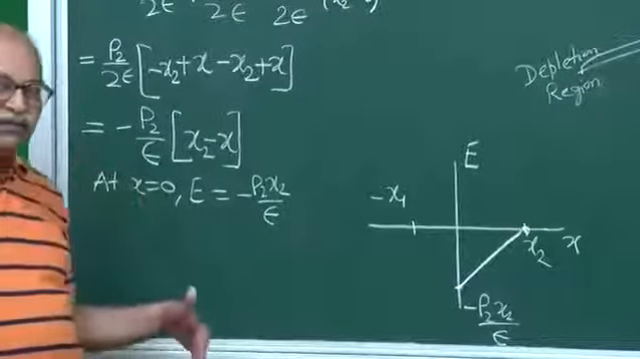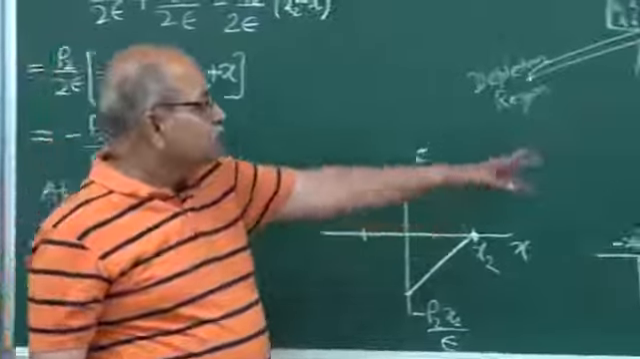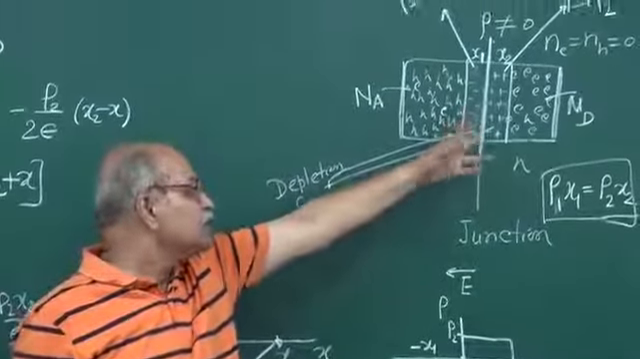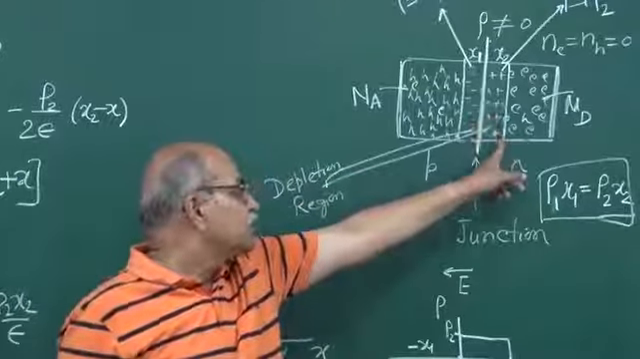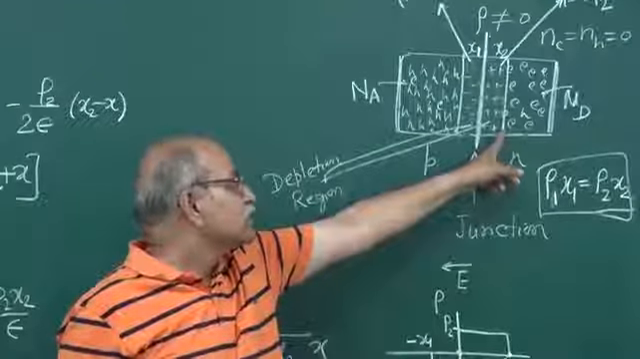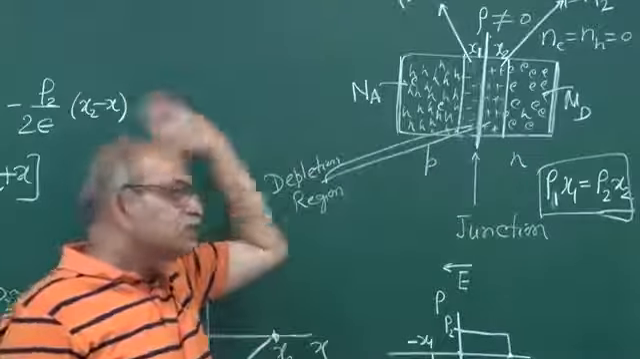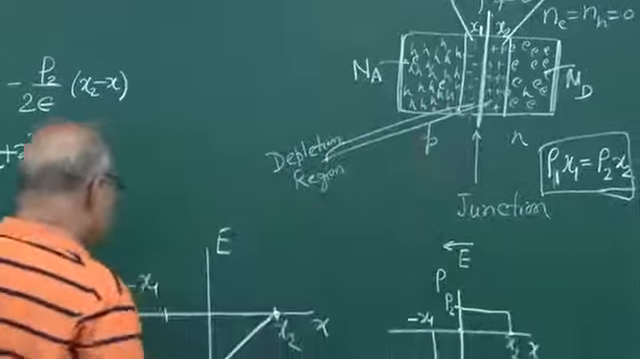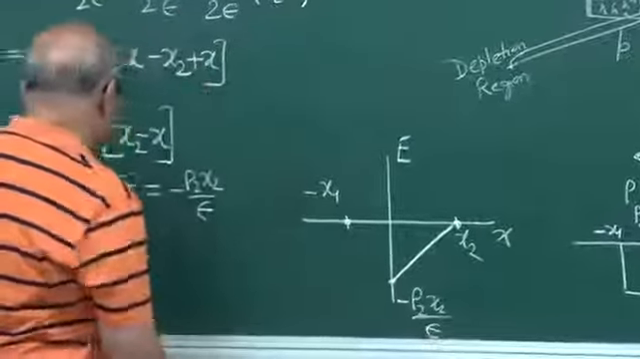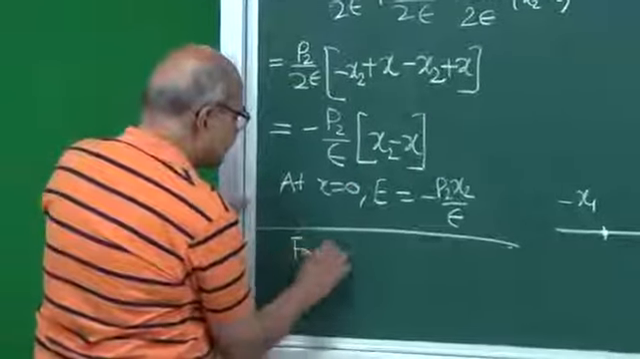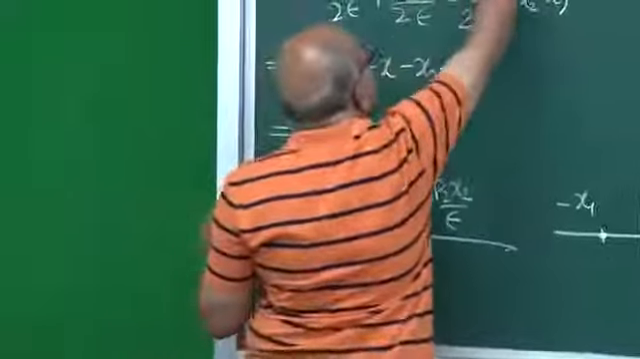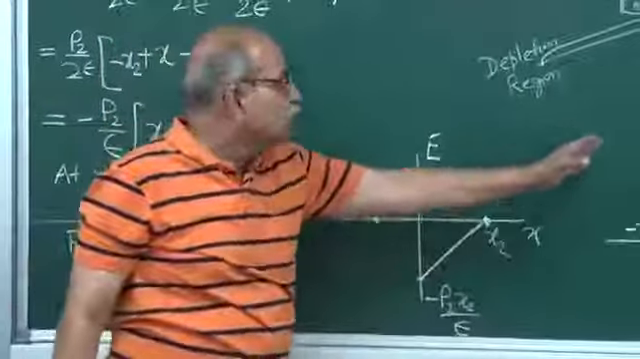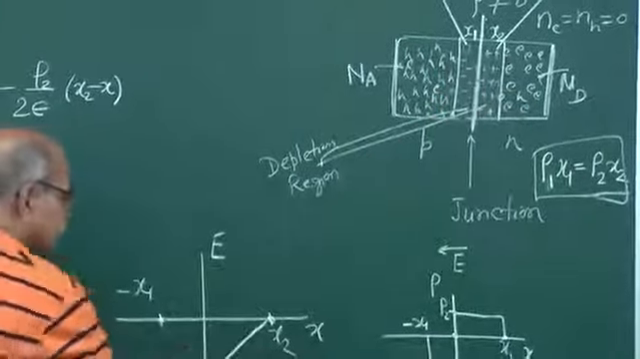You can do a similar calculation for the electric field in this region, and you can just guess what it will be. When I did this, I get the electric field at x equal to x2 as 0. Do exactly similar analysis and you will get the electric field at x equal to minus x1 as 0. So the electric field will be 0 here, and this is for x less than 0. This was for x greater than 0 in the depletion region, remember. After the depletion region, after x2, there is no electric field.